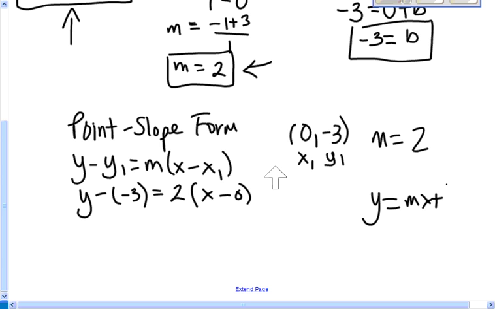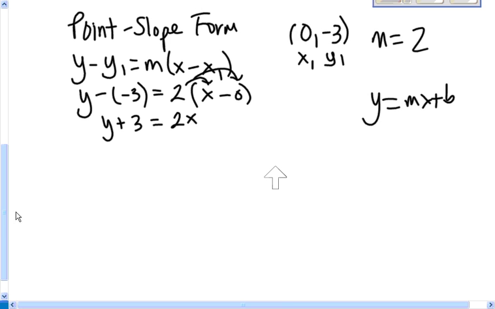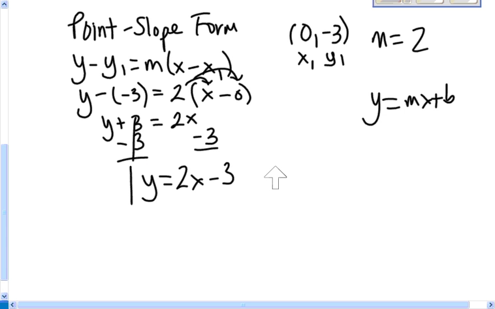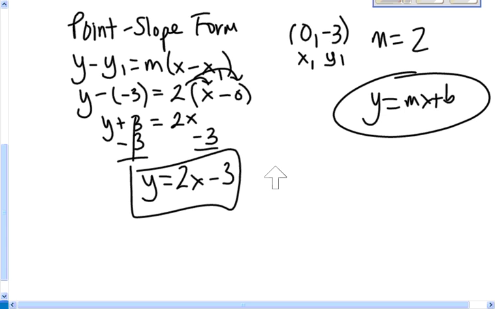To do that, you want to isolate y. So first thing I'll see is I have a double negative. So I know the negation of -3 is just +3. And then I'll need to distribute my 2. 2 times x is 2x. 2 times 0 would just be 0, so I'm not going to write 0. To isolate y, then you would subtract 3 from both sides, and you get y is equal to 2x minus 3. And look at that. It's in the slope-intercept form.